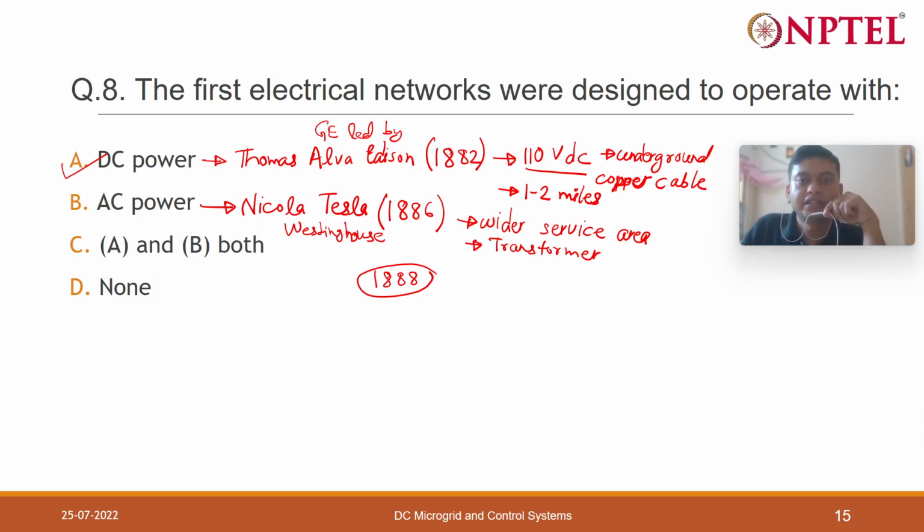Why? Because it has low losses. In spite of knowing that it has higher voltage, where you may get the chances of shock, due to low losses they easily won, and they preferred the AC power at that time. So in 1888, this AC power system prevailed.